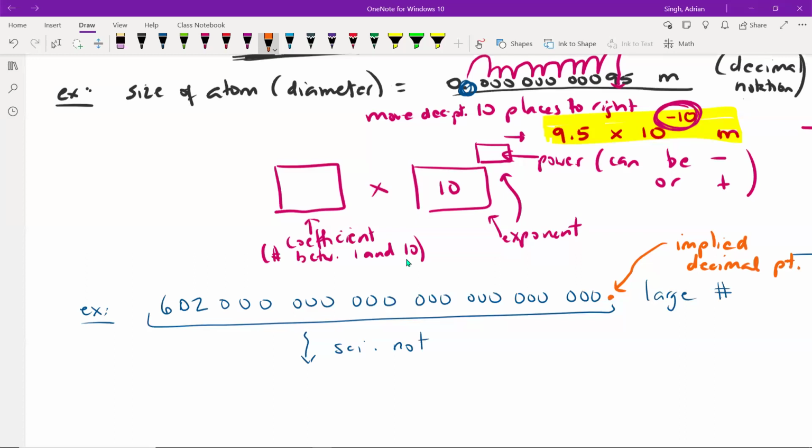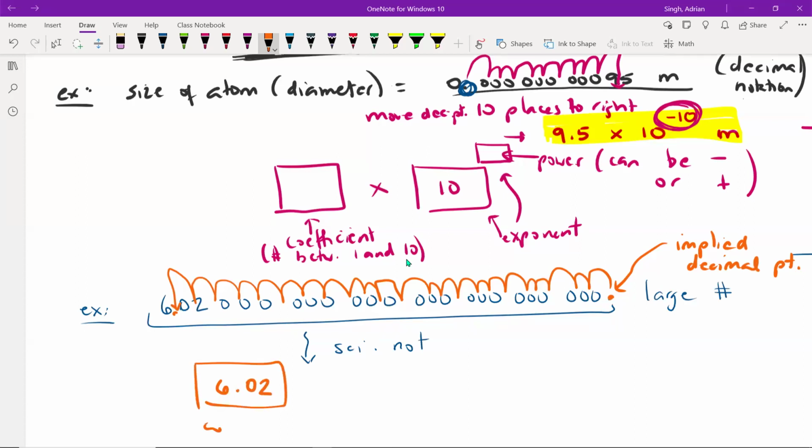We're going to move that decimal point either to the left or to the right to get a number between 1 and 10. So in this case, I'm going to move my decimal point to the left. How many places? 1, 2, 3, 4, 5, 6, 7, 8, 9, 10, 11, 12, 13, 14, 15, 16, 17, 18, 19, 20, 21, 22, 23. So I end up with that decimal point right here. So that becomes 6.02. That now is my coefficient.